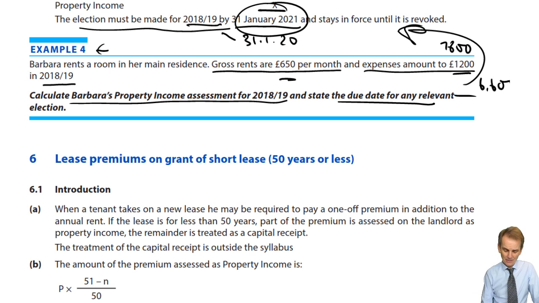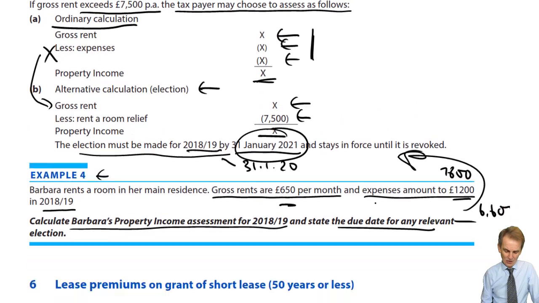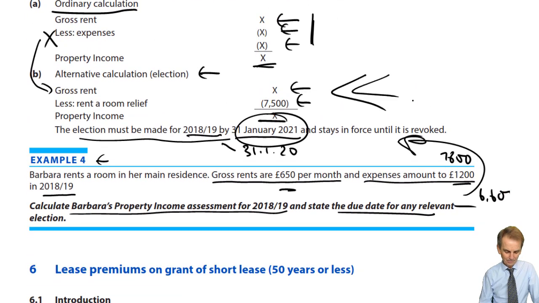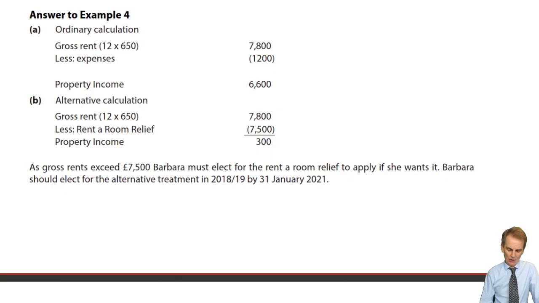There you can see that would be £6,600. But if you were to instead go with this alternative calculation, you elect for it using the rent-a-room relief figure of £7,500. You take your gross rent 7,800 and now deduct 7,500 rather than the actual expenses. So in this situation, if your actual expenses, as here, are lower than that rent-a-room relief of 7,500, then this calculation is going to be worthwhile. Let's just have a little look at that in terms of our answer in the back. There's our ordinary calculation. Rental income received, less expenses paid. There is your property income assessment.